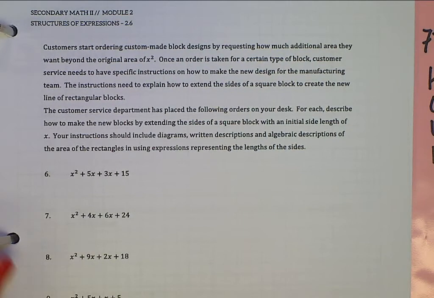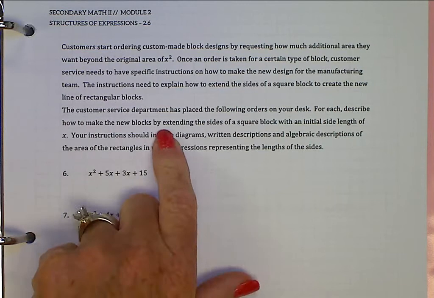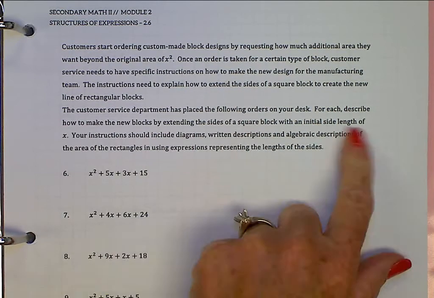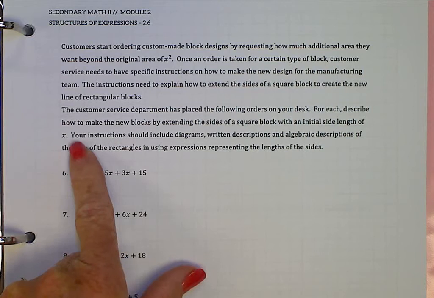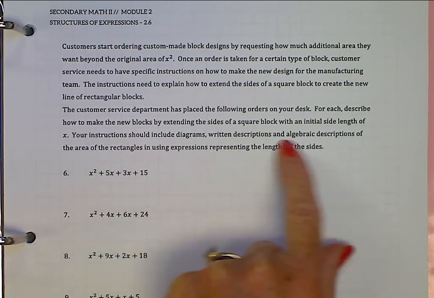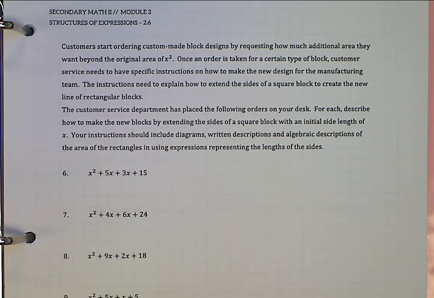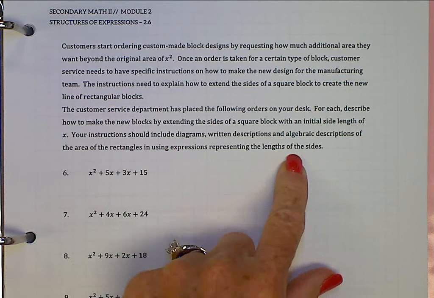For each you are to describe how to make the new blocks by extending the sides of a square block with the initial side length of x. Your instruction should include diagrams, written descriptions, and algebraic descriptions of the area of the rectangle using expressions representing the lengths of the sides.